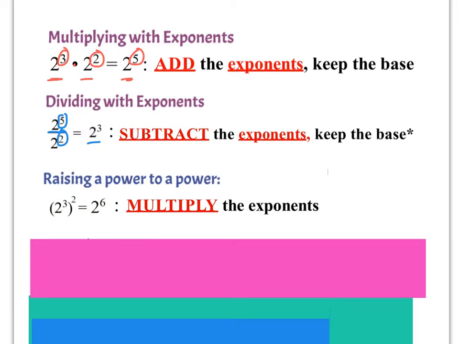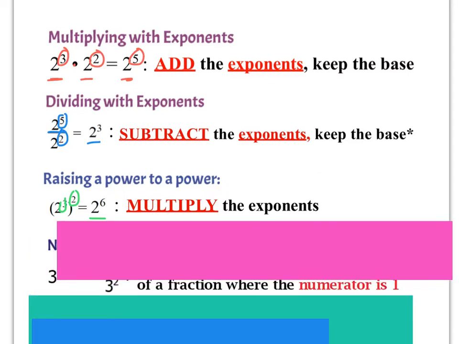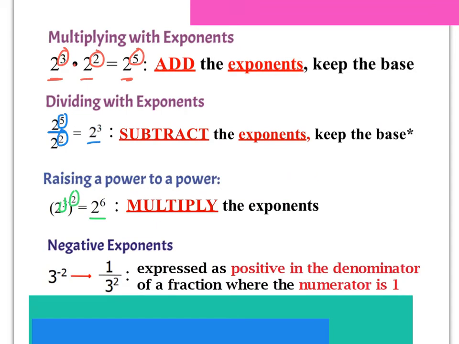Then we have raising a power to a power. So I have 2 to the third, and then I'm going to take that and raise it to the second power. So I have those exponents touching right there. I'm going to multiply the exponents and again keep the same base. So 2 to the third, raise that to the second power, 3 times 2, and that gives me 2 to the sixth power.